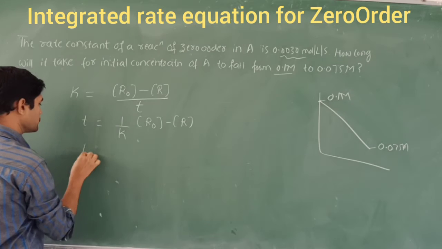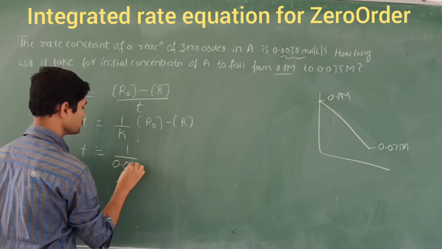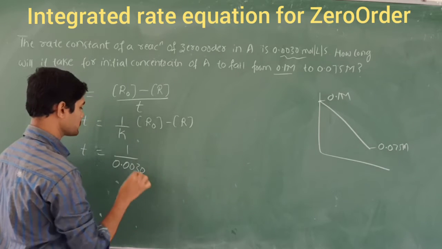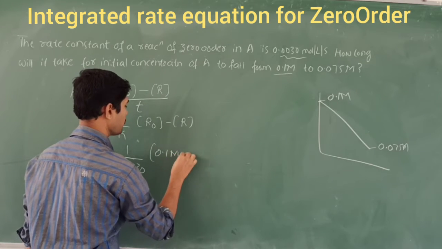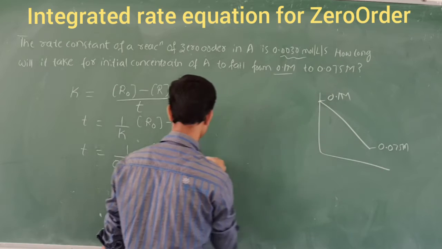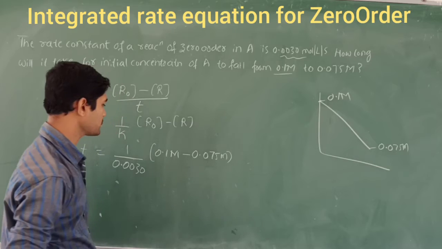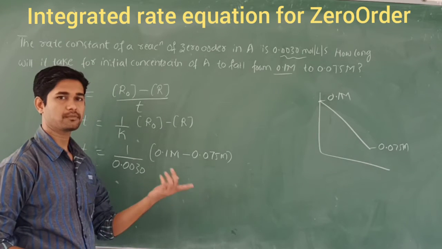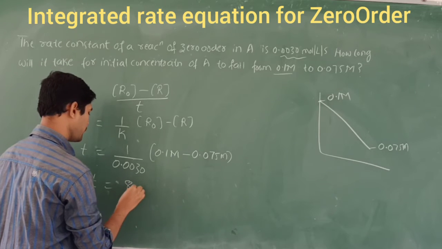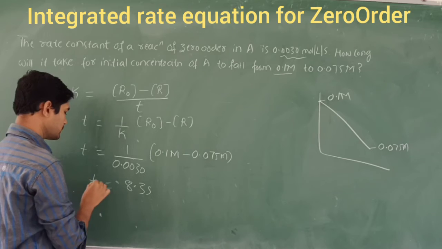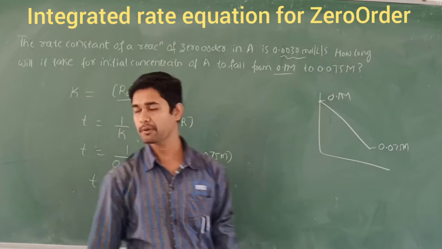Now I substitute the values. t is equal to 1 by 0.0030 mole per liter per second, into the initial concentration 0.1 M minus 0.075 M. This is a simple calculation once again. 0.1 minus 0.075 becomes 0.025, divided by 0.0030, so t is equal to 8.3 seconds. Time is always measured in seconds, so the final answer is t equal to 8.3 seconds.